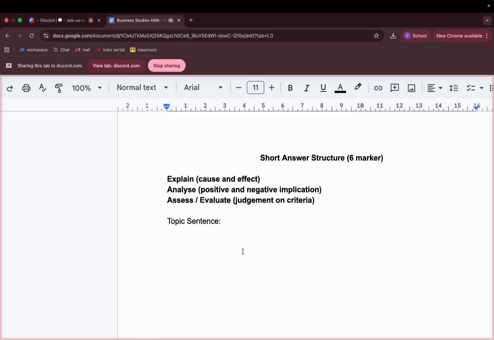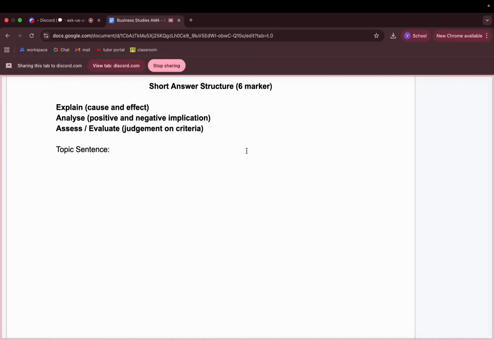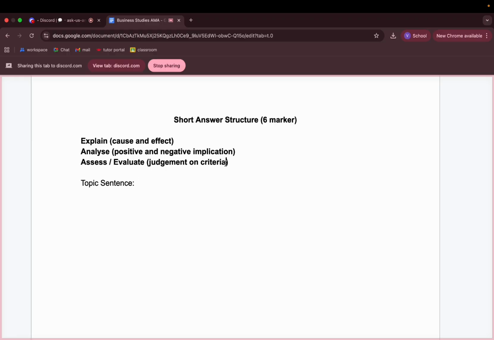Okay, topic sentence. With our topic sentence, we want to relate it directly back to the directive verbs.